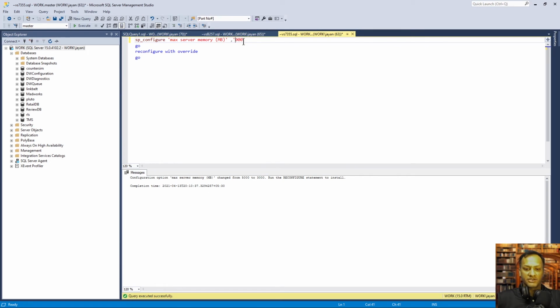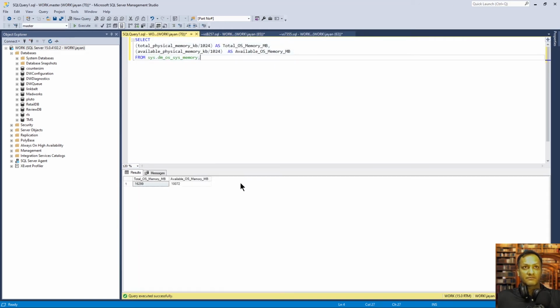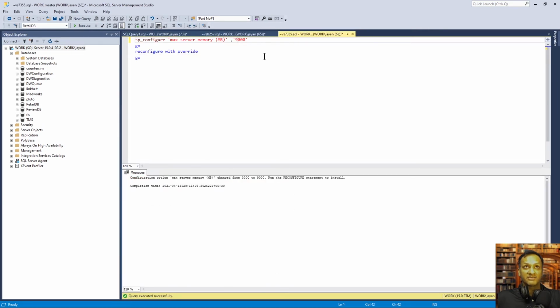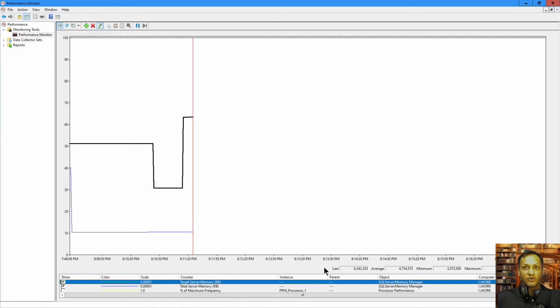I'm going to go ahead and change this to about, let's say, 9 gigabytes now. Thing is, I've actually got 10 gigabytes of memory available. So you can see here under the operating system that I've got 10 gigabytes of memory available. If I set the maximum memory to 9 gigabytes, that means my target memory can go all the way up to 9 gigabytes. But what you'll notice is that it's flatlined right at around 6.5 gigabytes, as you can see there.